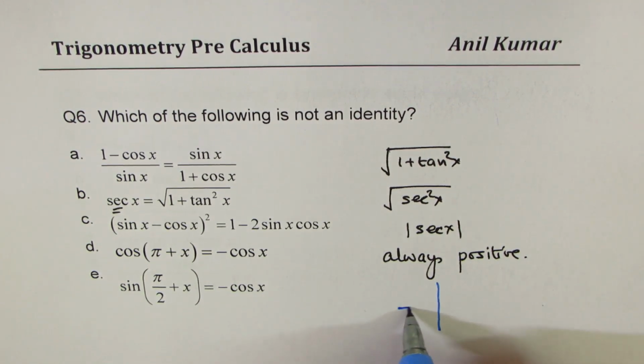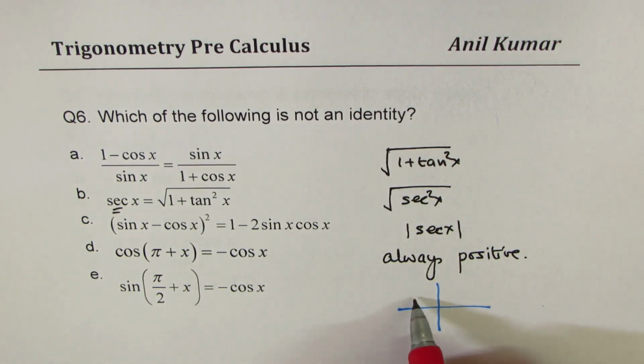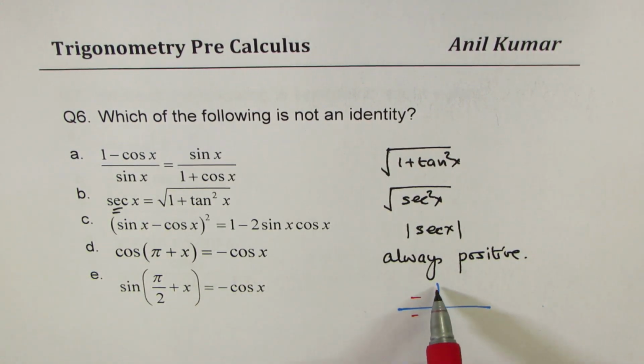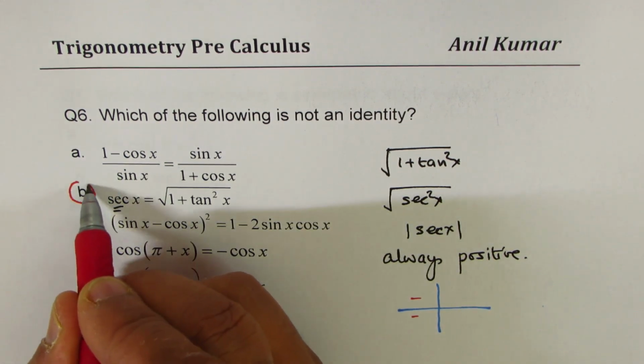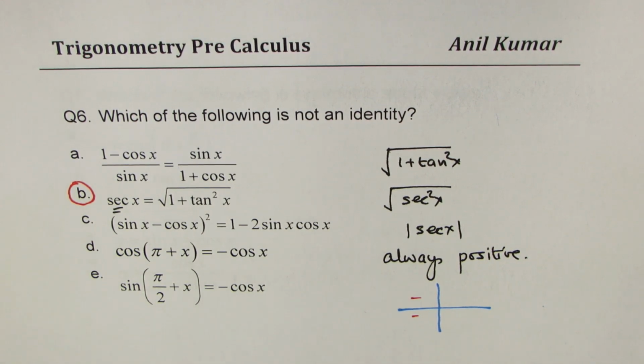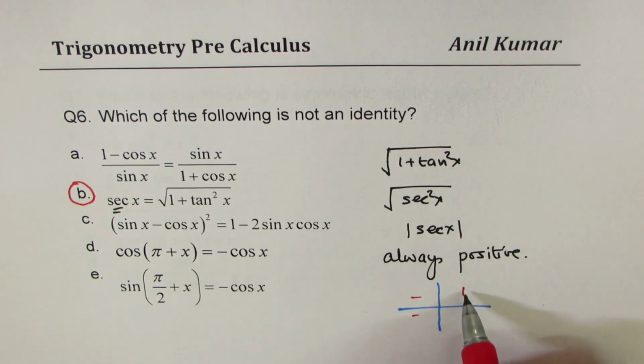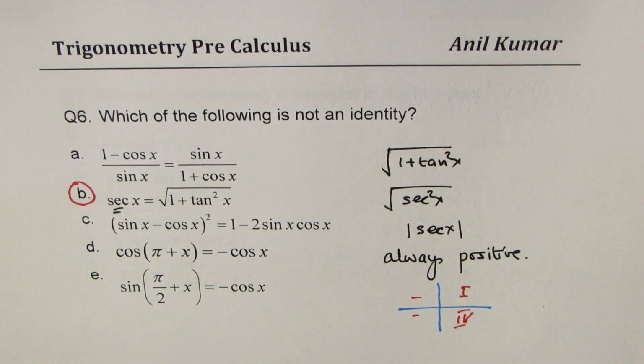So as we know, secant x is negative in these two quadrants, correct? So if you take any value between pi by 2 and 3 pi by 2, you'll get a negative value. So therefore this is not an identity. Perfect. Now this is only true in quadrant 1 and quadrant 4, not in 2 and 3. Perfect. So by inspection, you can actually answer such questions. Don't try to prove each identity. That's what I'm trying to say. Fine.